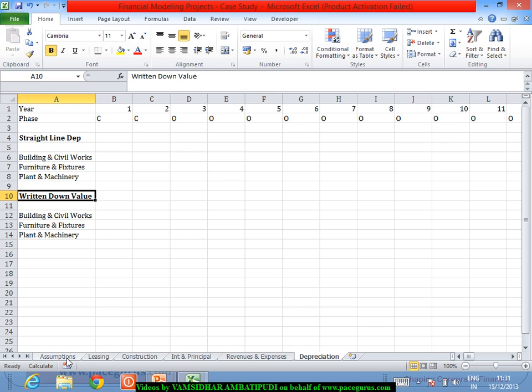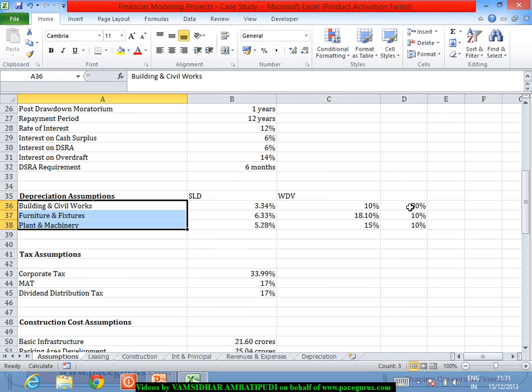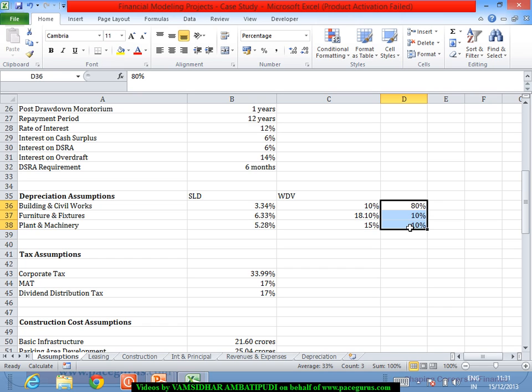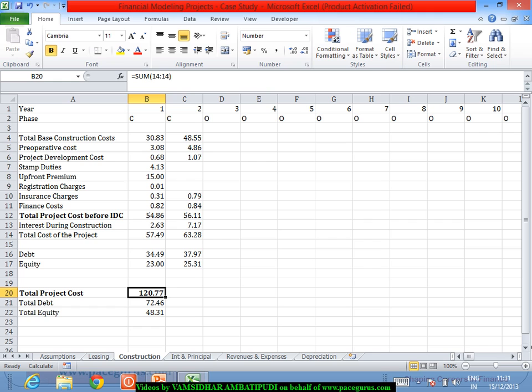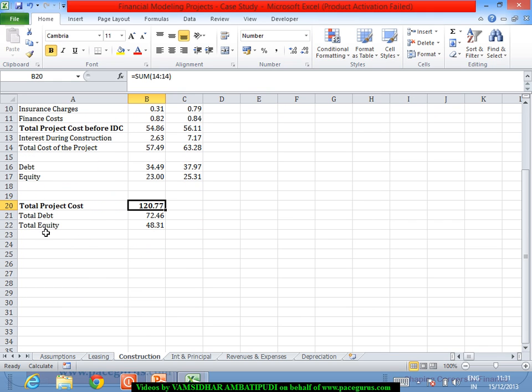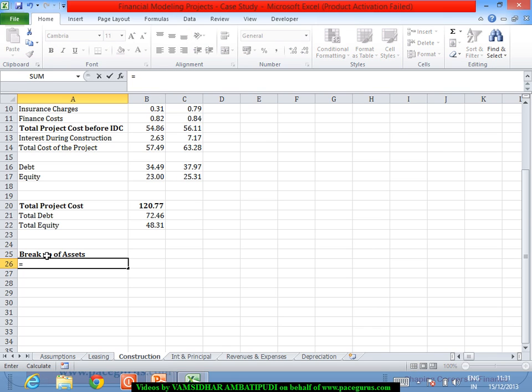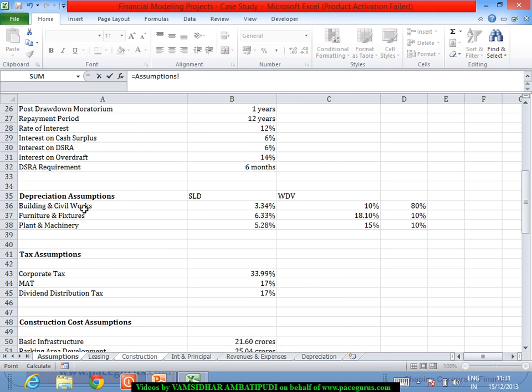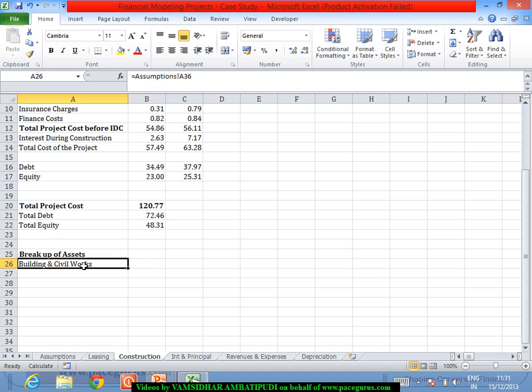The way I would like to look at it is, I know that their worth is split, so I would split my total cost of the project in this ratio. So what I could do is, in my construction itself, I could create a breakup. I will create another area called breakup of assets, wherein, now that I know I have three types of assets, I'll pull them from here itself: building and civil works, and if I drag a little bit down, furniture and fixtures and plant and machinery.